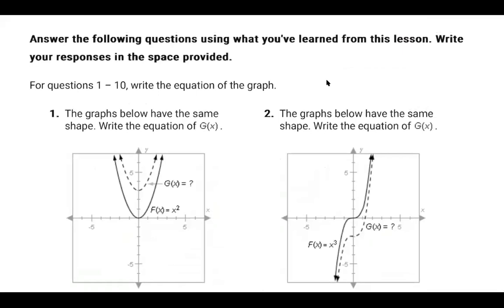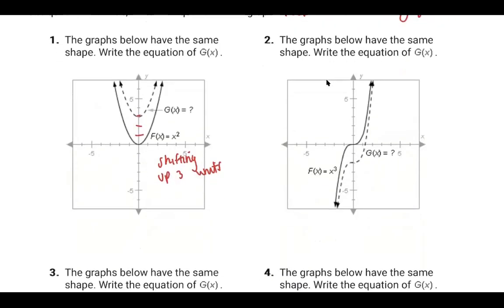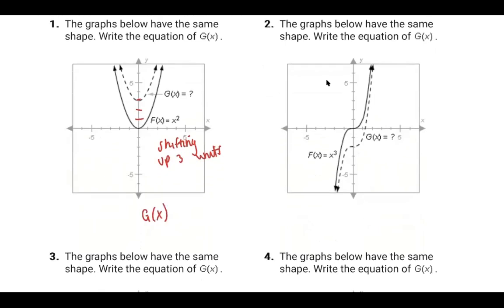The helpful hint that I have here is to look at the table in the study guide, the one where it says if I'm moving left, I add; if I'm moving right, I subtract, all of that stuff. Now, clearly we can see this one goes up 1, 2, 3. So if I was saying this in English, I would say shifted up 3 units. What that looks like is g of x is equal to x squared plus 3.